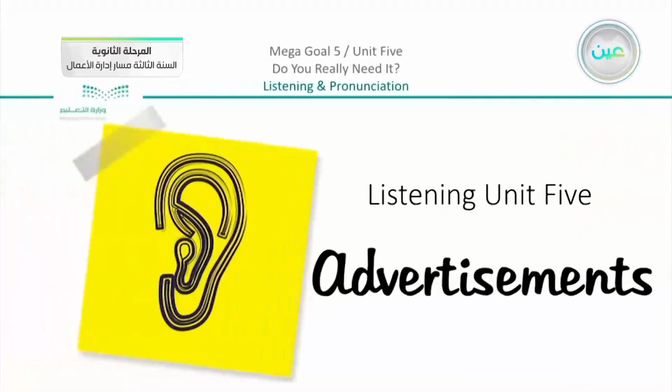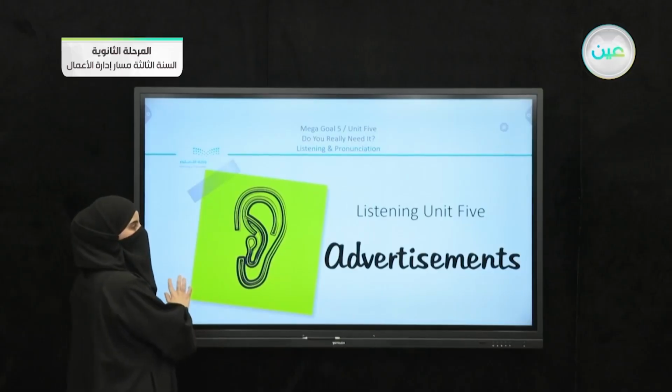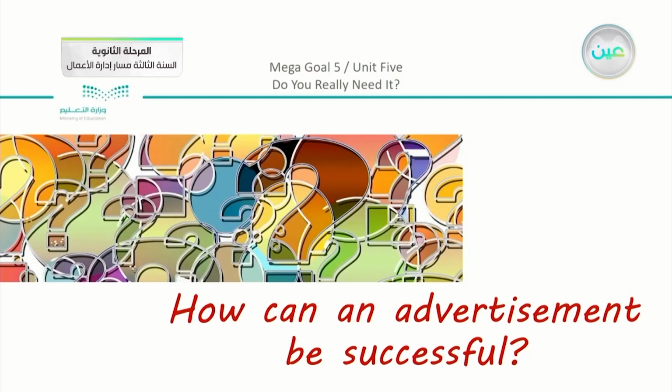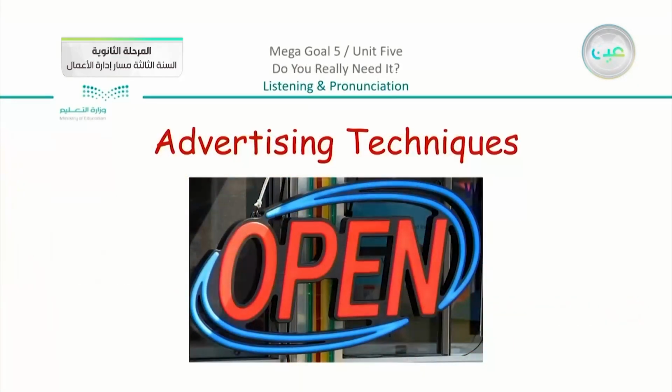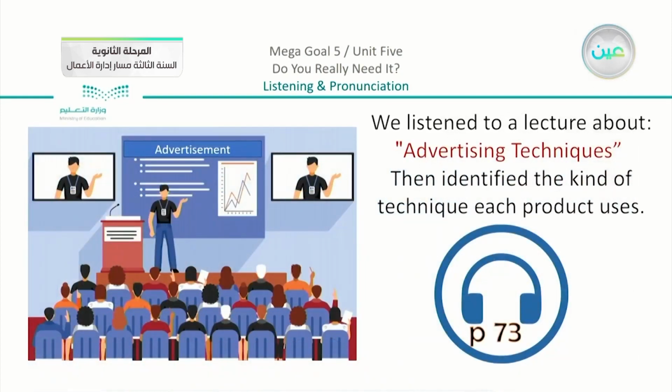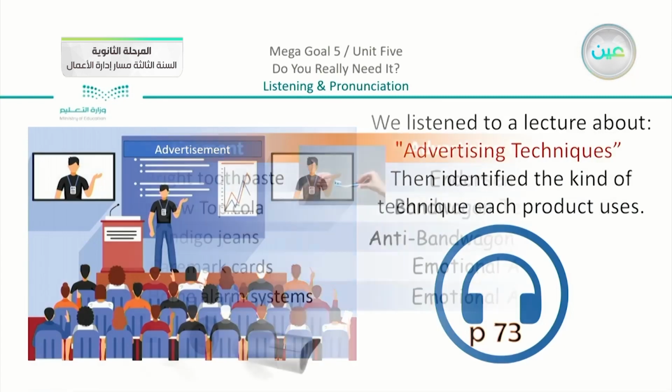Now we're going to start with what we had yesterday in the last lesson. We have here the listening part. Now in the listening lesson, we had something about advertisements. We started with a question: how can an advertisement be successful? So this was mainly about advertising techniques in a lecture. Within the advertising techniques, we said that we have the bandwagon technique, the anti-bandwagon technique, the endorsement and emotional appeal, which we matched with the different types of advertisements. So we listened to a lecture about advertising techniques, then identified the kind of technique each product uses.